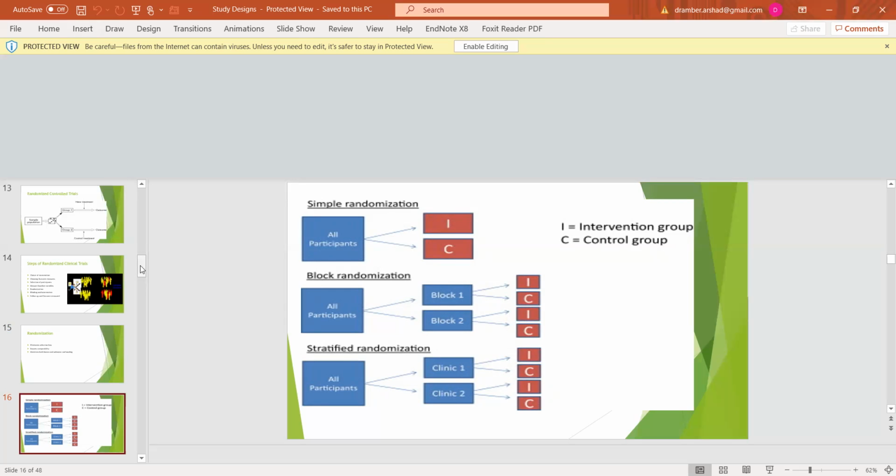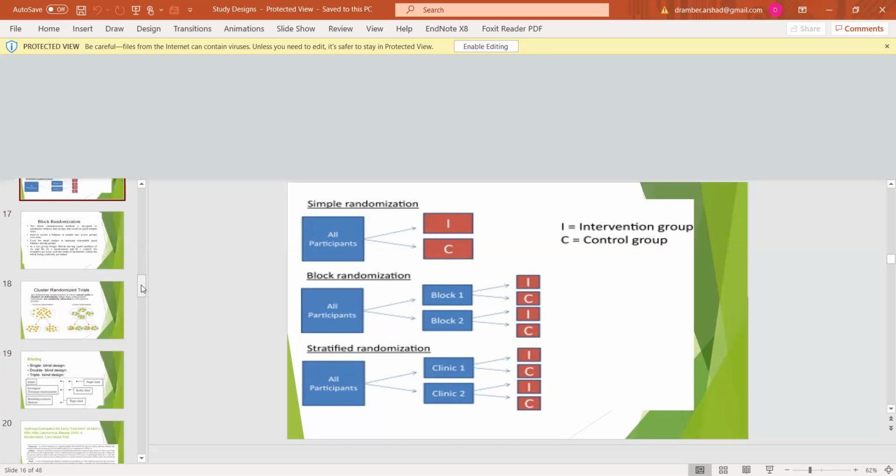Second is block randomization. In block randomization, we take the intervention group and control group from each block. It is useful when we have a small sample size, so that the number of participants in the control and intervention groups becomes nearly equal. In block randomization, blocks are made, and from each block, the intervention group and controls are selected. And in stratified randomization, the strata are made, and from each stratum, intervention group participants and control group participants are selected.